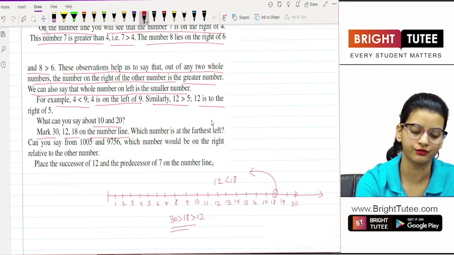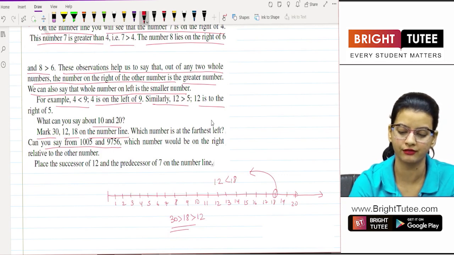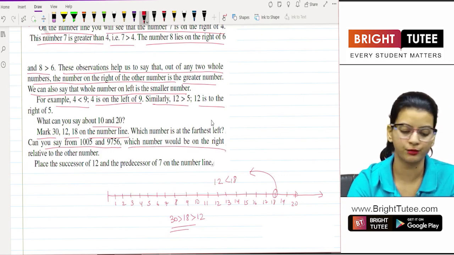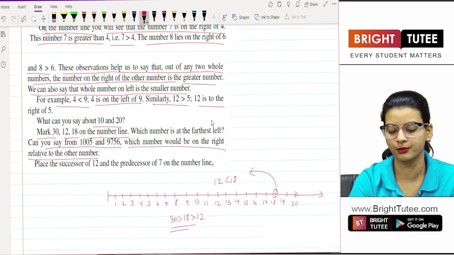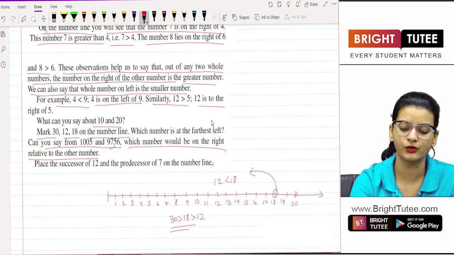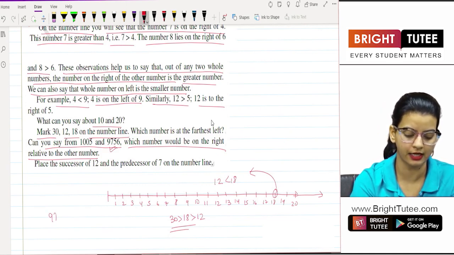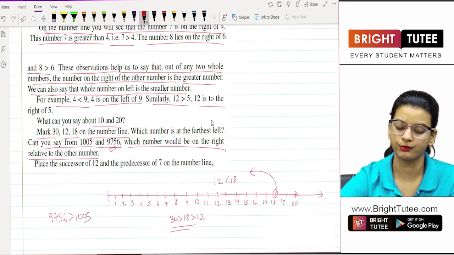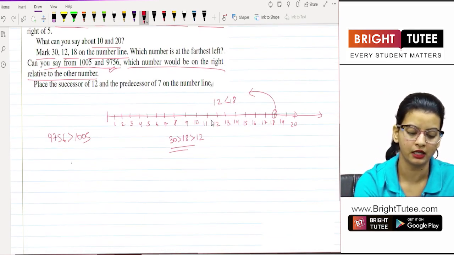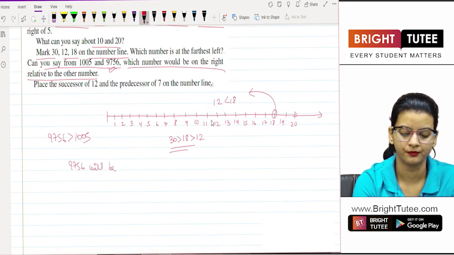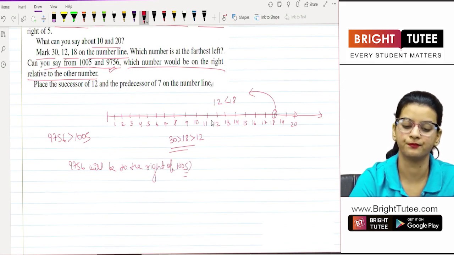Now, can you say from 1005 and 9756, which number would be on the right relative to the other number? So, definitely 9756 is greater than 1005. So, if we put these two numbers on the number line, 9756 will be to the right of 1005.